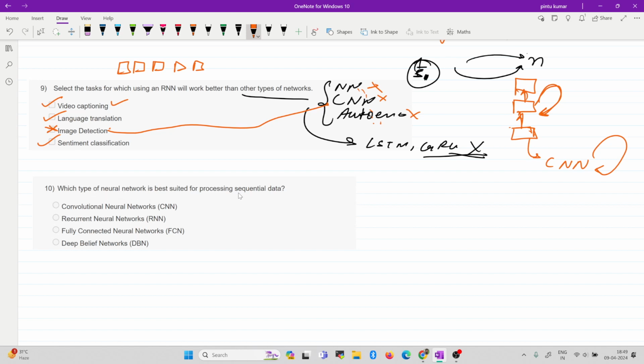Which of these neural networks is best suited for sequential data? The answer is recurrent neural network. CNNs are for images. A fully connected neural network can have varied applications, right? This is not specific to something. Deep belief network is for generating data. We have not done this, but yes, this is for generating data. So RNN is the correct answer.